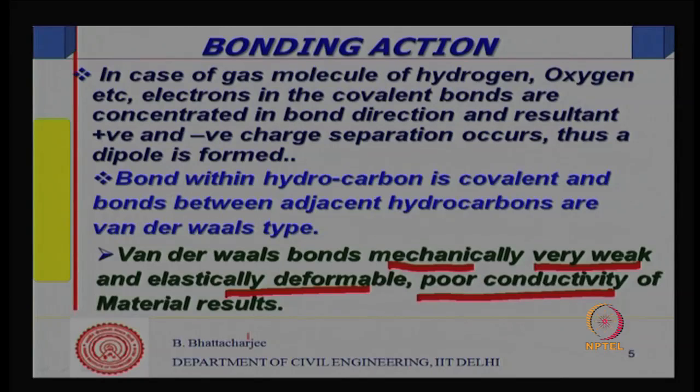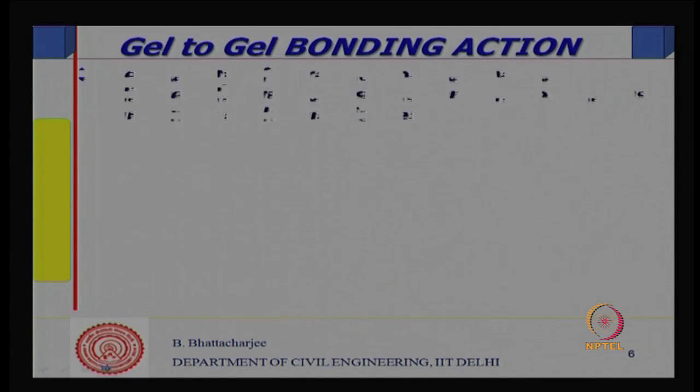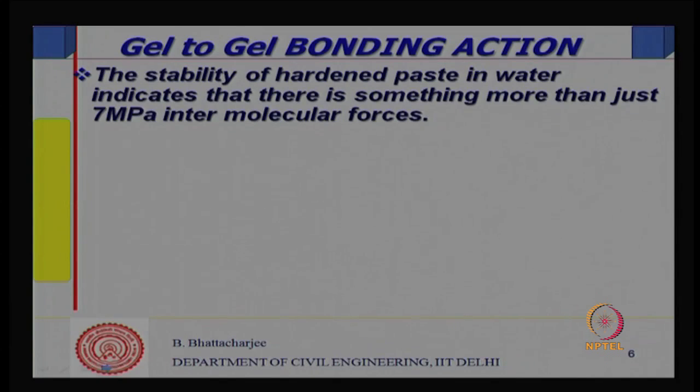So, these van der Waals bonds are mechanically very weak and they are elastically deformable, and exhibit poor conductivity of the resulting material. So, in a material where van der Waals bonds are there, if you apply load, they will deform and may come back to their original position, and they have poor conductivity, and CSH gel will be like that. Generally, CSH gel is stable in water.